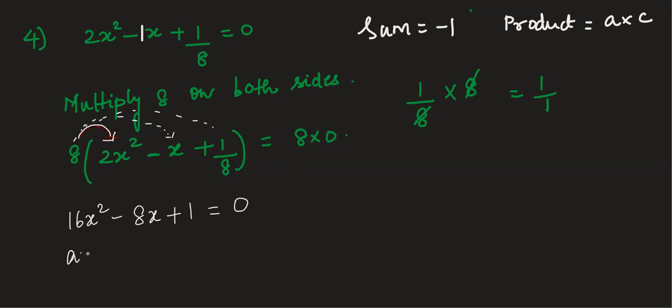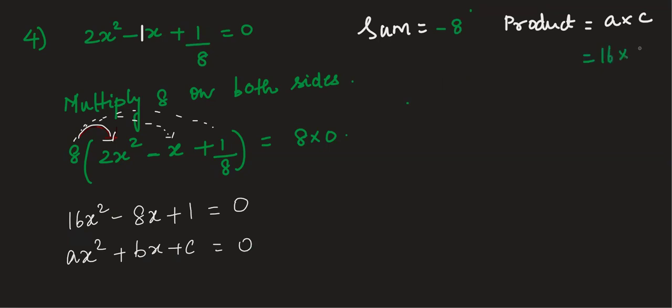Now we will just compare this to ax square plus bx plus c is equal to 0. So here a will be 16, b will be minus 8 and c will be 1. So now I should find two numbers whose sum is actually equal to minus 8 and whose product is a into c. A is 16 here. So 16 into c will be 1. So 16 into 1 will be 16. So I'll have to find two numbers whose sum is negative 8, so it's in minus, and whose product is 16.